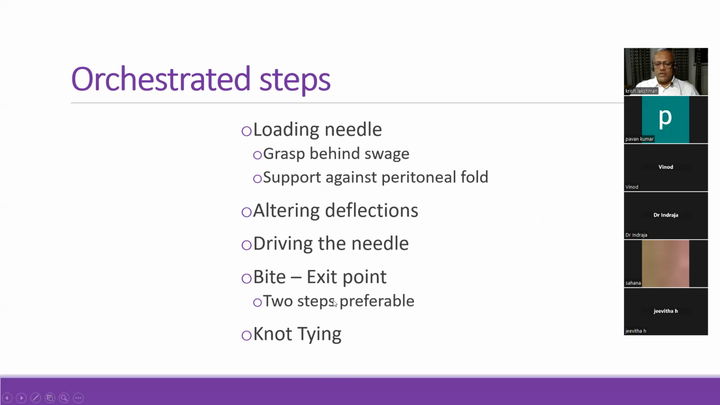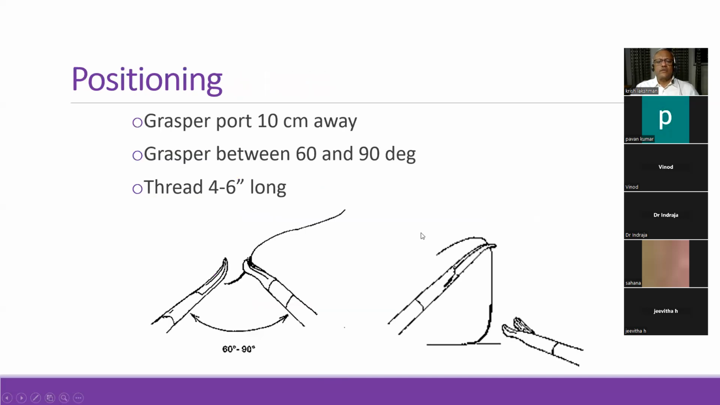The exit point, as I said, 2 steps have to be preferable. And then you tie an intracorporeal knot, okay? Like it should be a surgeon's knot. And positioning, as I said, is very, very important. The grasper port must be 10 centimeters away. That is the triangulation. Grasper between 60 and 90. And the thread, as you say, is about 4 to 6 inches long. That's only about 15 centimeters at the most.